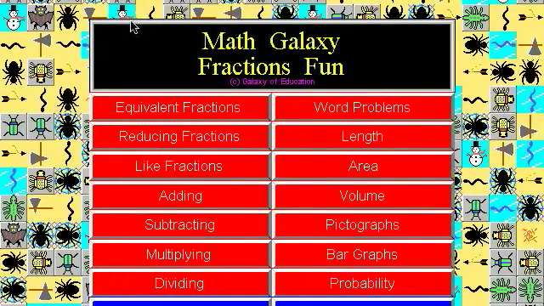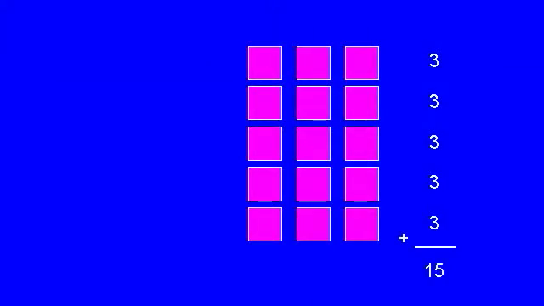This is our fractions program which covers these topics, and in this video we'll be looking at multiplying mixed numbers. Multiplication is just a shortcut for repeated addition. For example, 5 times 3 is just 3 repeated 5 times, or 5 rows of 3 each.